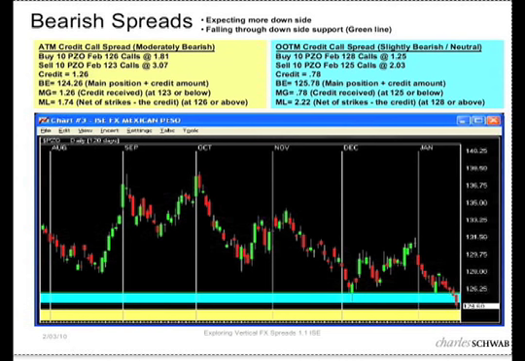This brings in a net credit of 78 cents. This is a 3-point spread, so that means my maximum profit is $780, but it's a 3-point spread, so 3 points minus the 78 leaves me with a $2,220 max loss. And again, just like I said previously, just because I can only make $780, but I'm risking $2,220 doesn't make this a bad trade. That makes it a good trade.